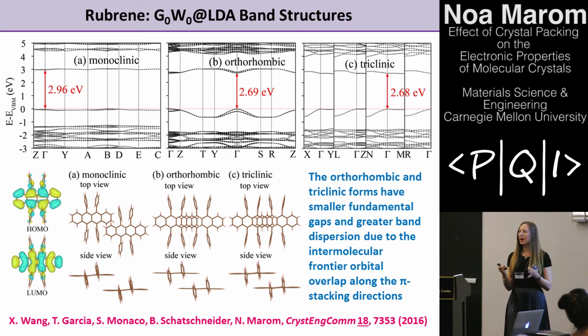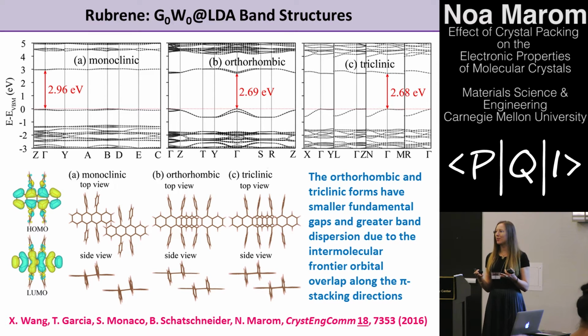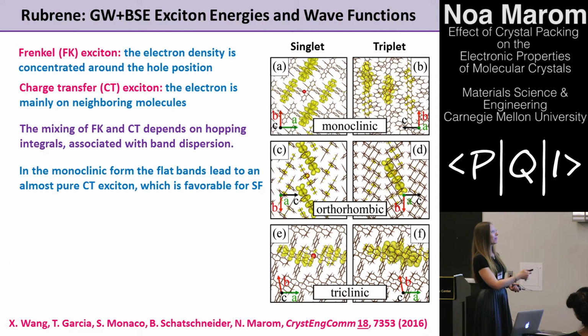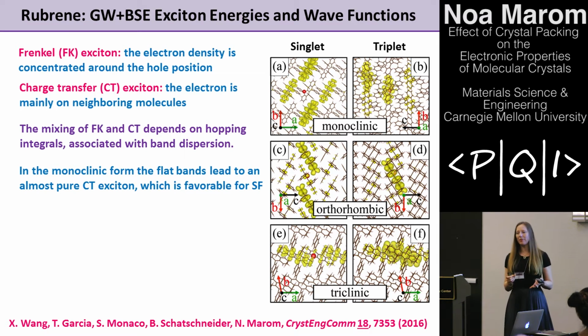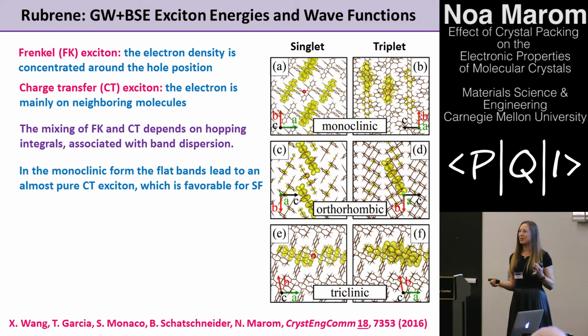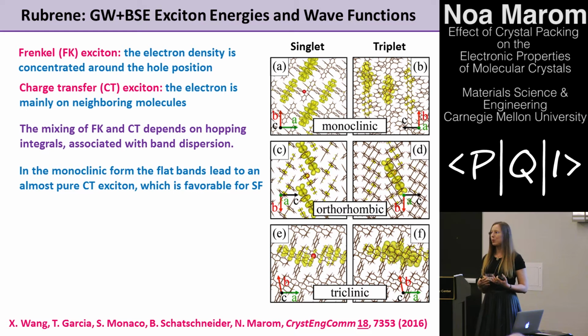So now the coupling between molecules in the crystal is also going to affect the nature of the exciton wave function. So exciton wave functions are actually two-body wave functions. So what you're seeing here is the electron probability distributions around a hole which is marked by a red sphere here. And we can classify excitons in molecular crystals into two types.